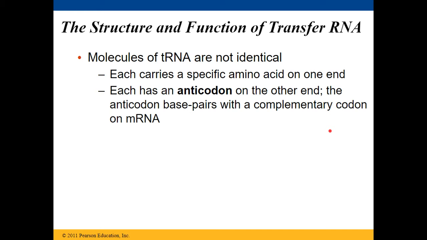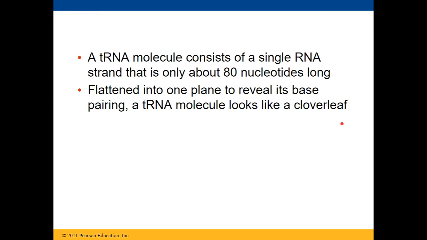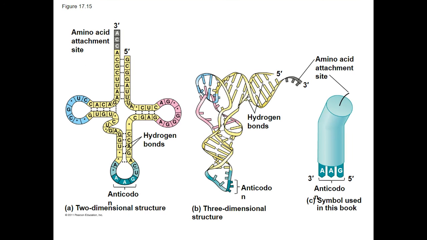The structure and function of transfer RNA. The molecules of transfer RNA are not identical. Each carries a specific amino acid on one end, and the other end is the anticodon, which is complementary. It's the opposite base pair of that 3 nucleotide codon in messenger RNA. A transfer RNA molecule consists of a single RNA strand that is only about 80 nucleotides long. It gets flattened into the plane to reveal the base pairing, and the transfer molecule can then look like a clover leaf afterwards.